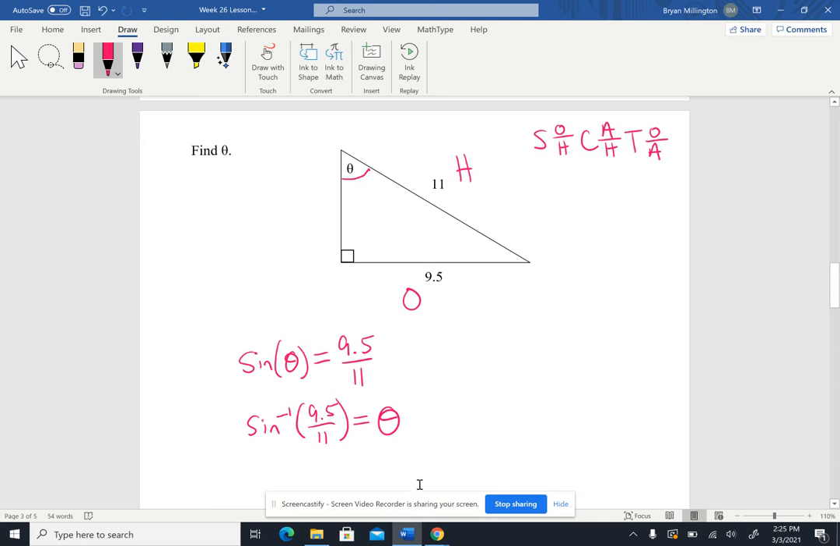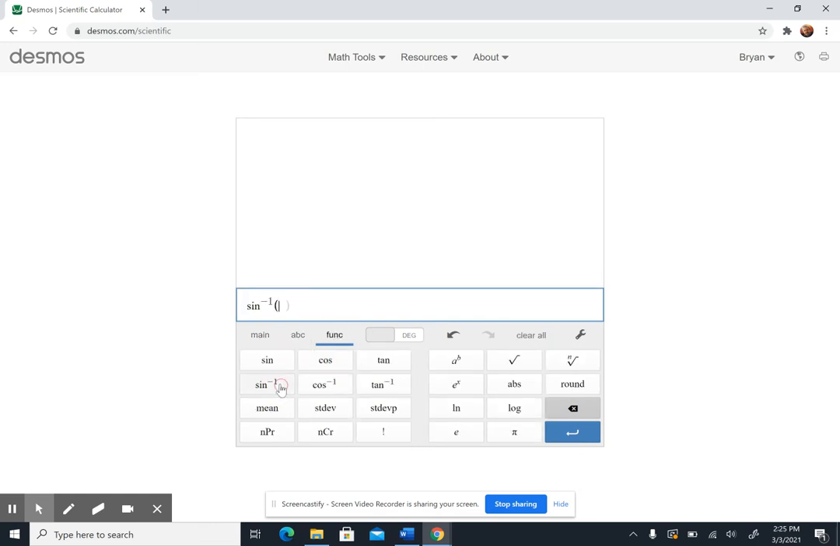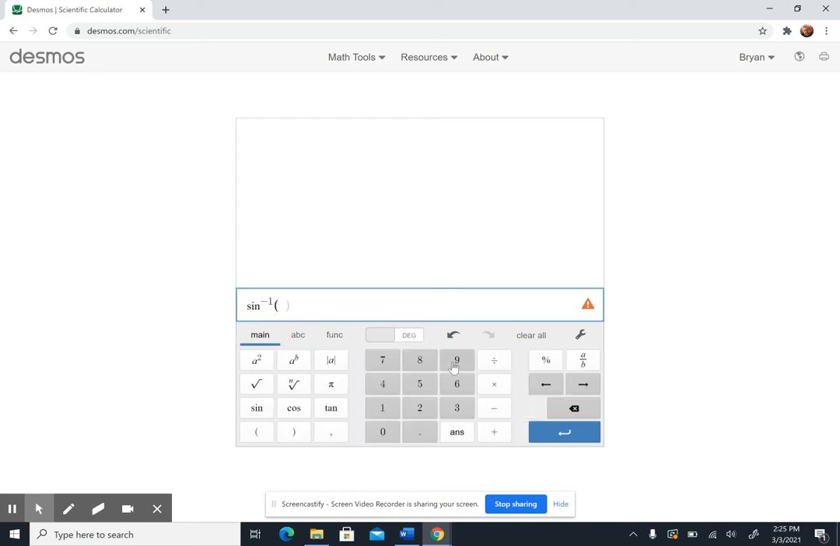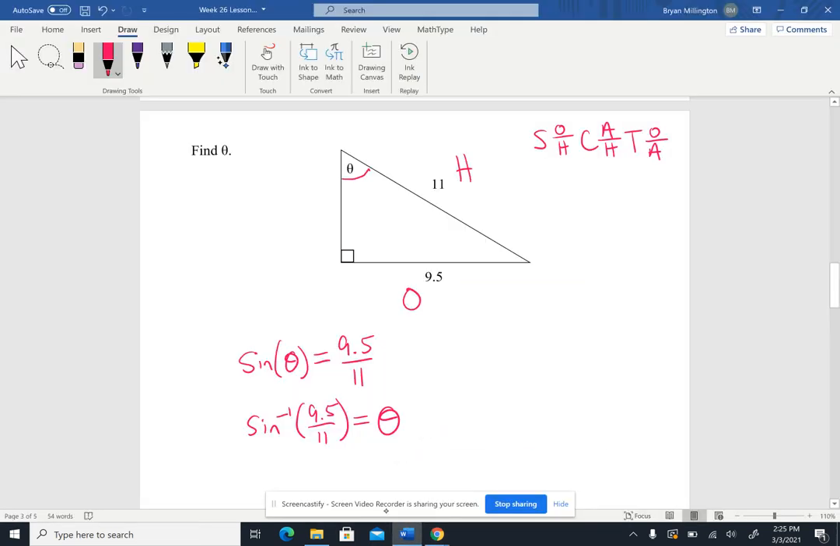All right, so inverse sine 9.5 over 11. Let's clear this. Okay, function, inverse sine 9.5 over 11. And then I can close these parentheses if I really want to. 59.727. 59.727 is my measure of that angle. The magic of inverse sine found that for us. Again, it was 59.727.